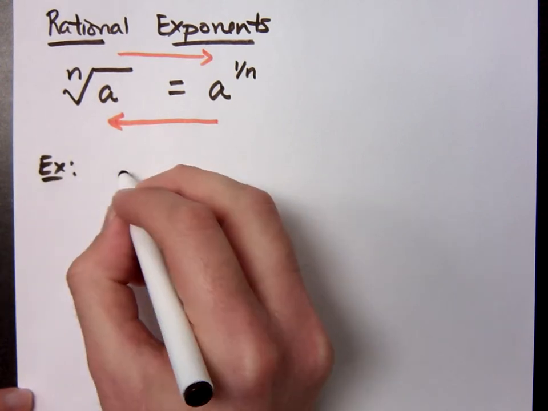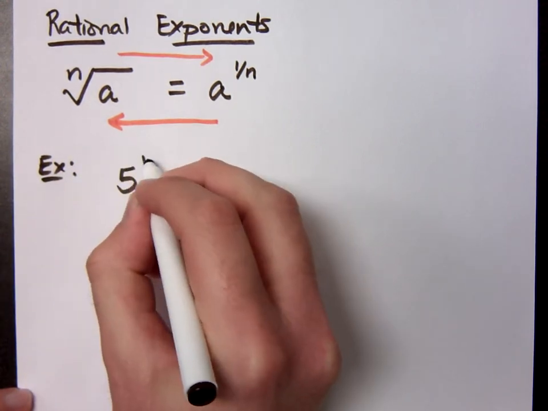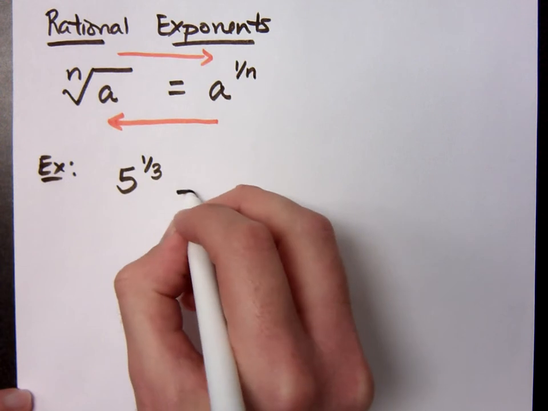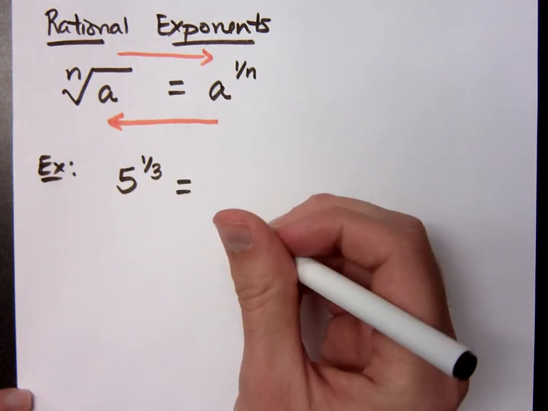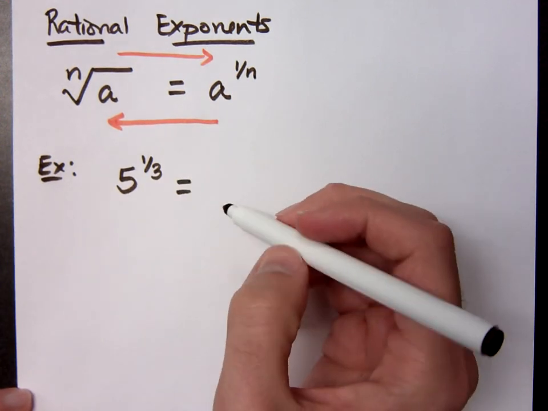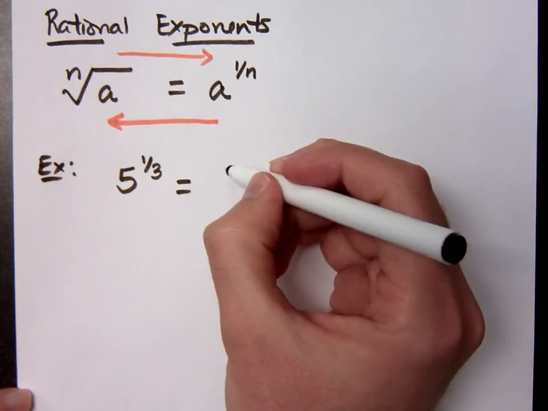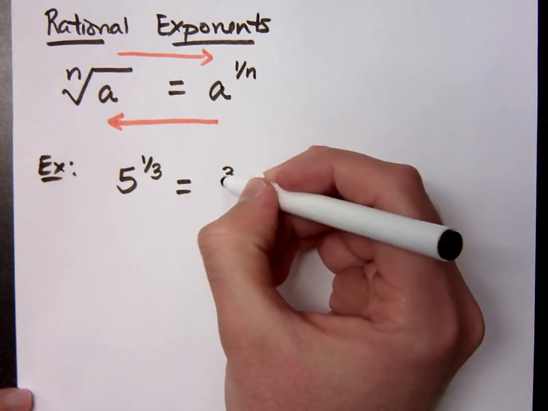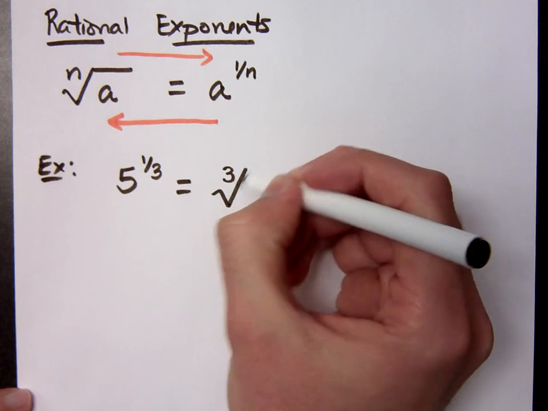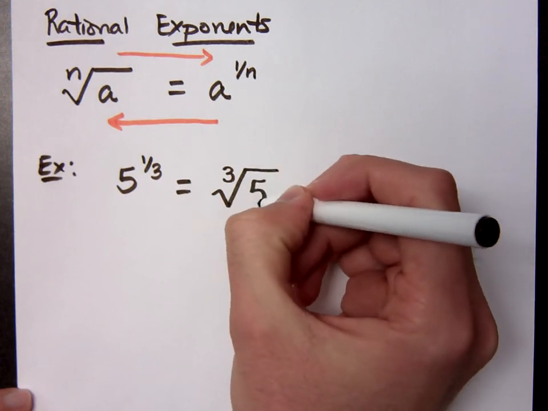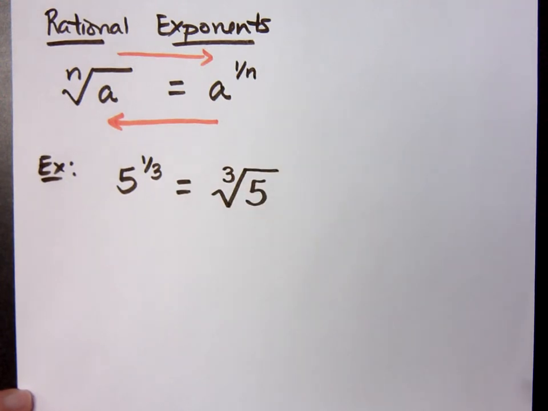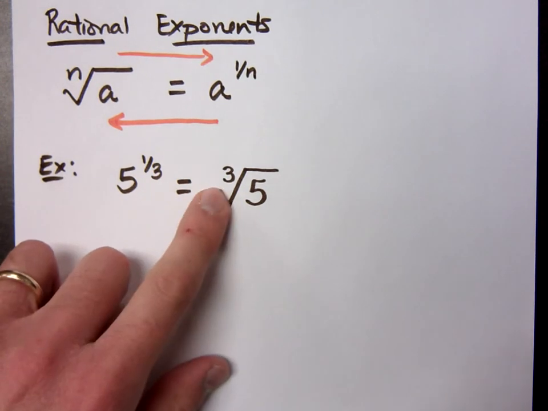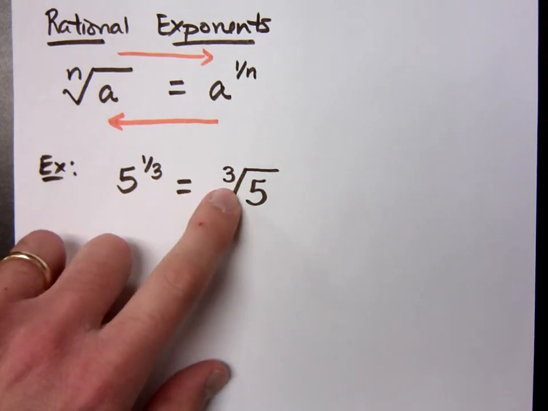Here's what that means. If you see something like 5 to the 1/3, how could you rewrite that? So the n is the 3. The index is the 3, it's the denominator, and it's just 5. There's a little jingle for you to remember. The denominator, it's the index.